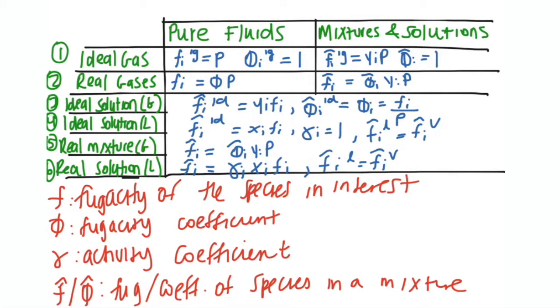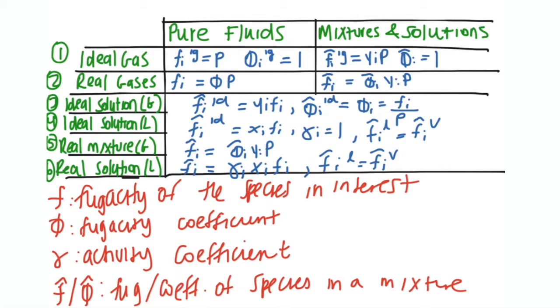So for number one, I have ideal gas. For a pure ideal gas, the fugacity is going to be equal to the pressure of the system. If I have methane in a jar and the pressure in that jar is 5 atmospheres, and I'm able to assume that's an ideal gas, then that is the fugacity of the gas. And also the fugacity coefficient of an ideal gas is equal to 1.